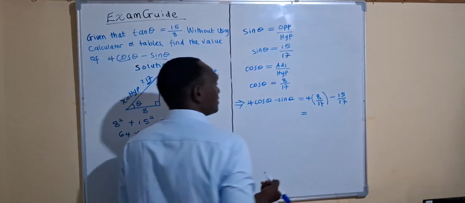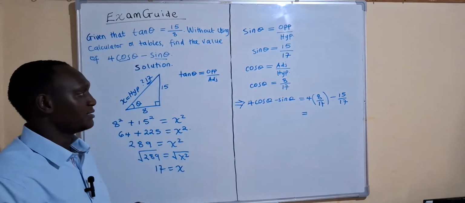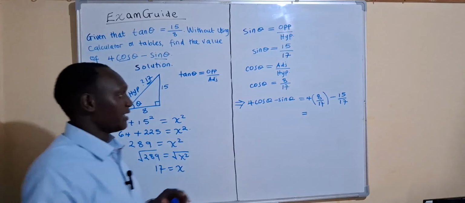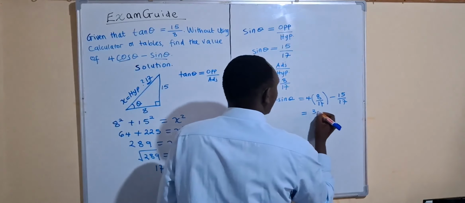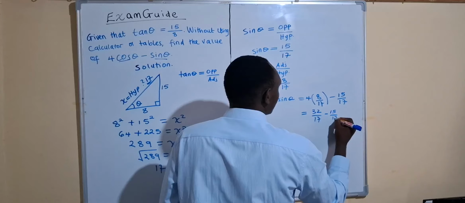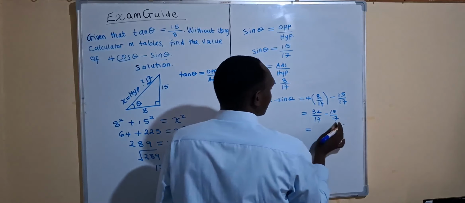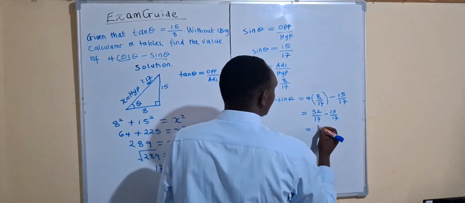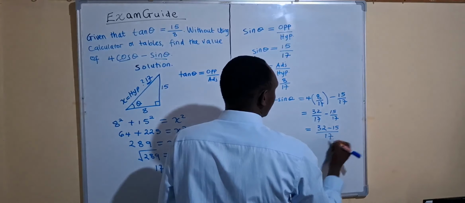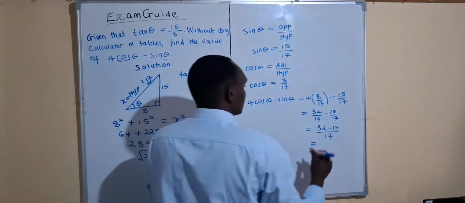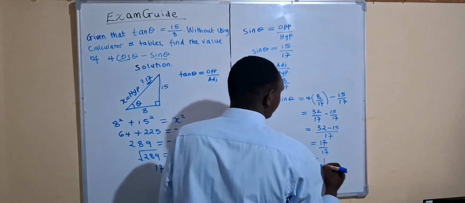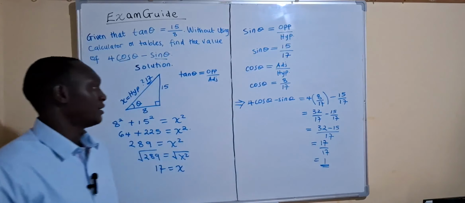Now this is fractions, and if you don't know how to work out fractions, go and watch our playlist. This gives us 32 out of 17 minus 15 out of 17. Since they have the same denominators, we just subtract the numerators, 32 minus 15, and maintain the same denominator. 32 minus 15 is 17 out of 17, and therefore equals 1.